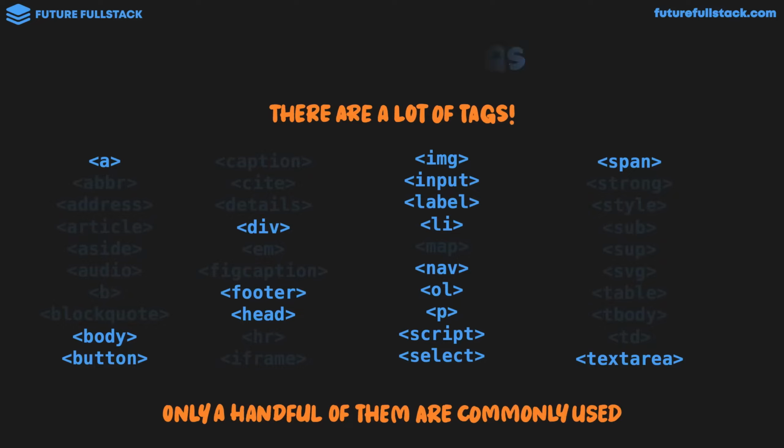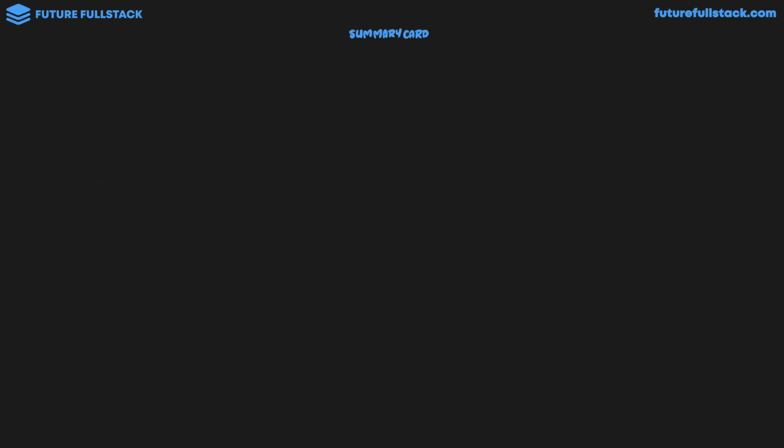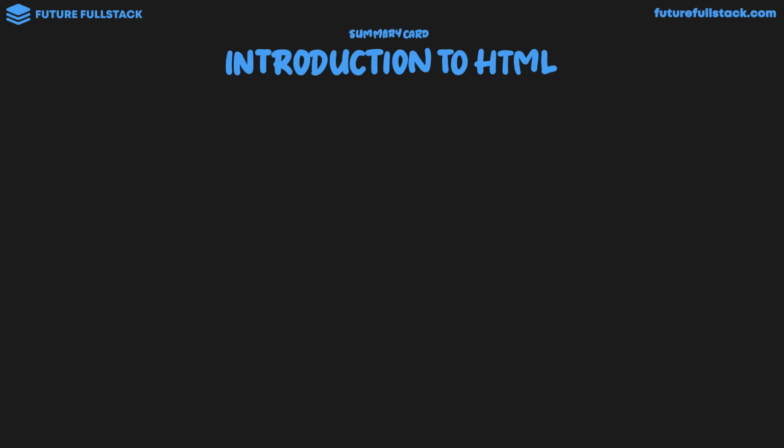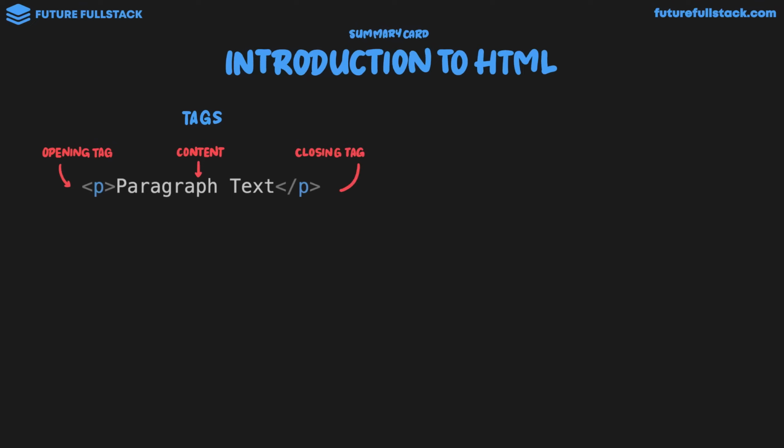In this section of the course, we'll be building a summary card called Introduction to HTML. We looked at HTML tags. We looked at the paragraph tags, which consisted of an opening tag, the paragraph content, in this case paragraph text, and the closing tag. This unit of opening tag, closing tag, and content makes up an HTML element.